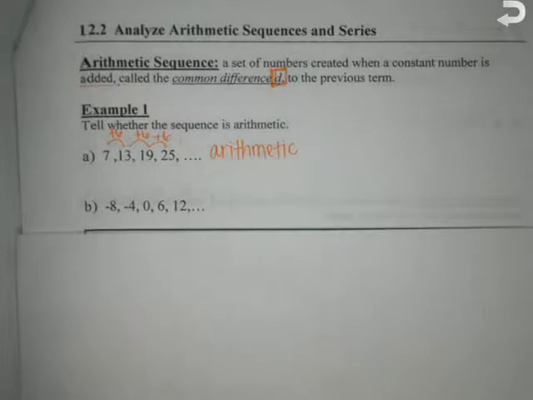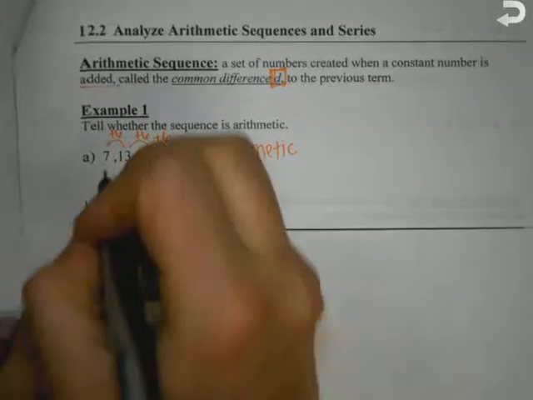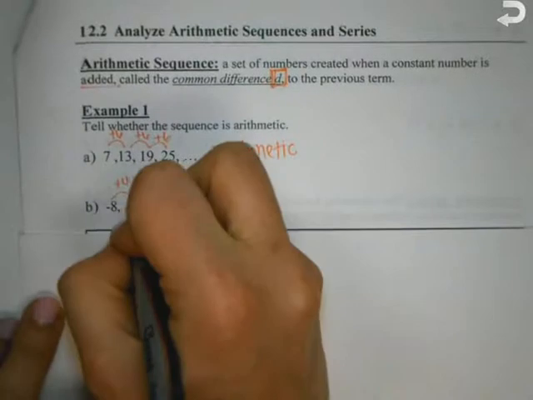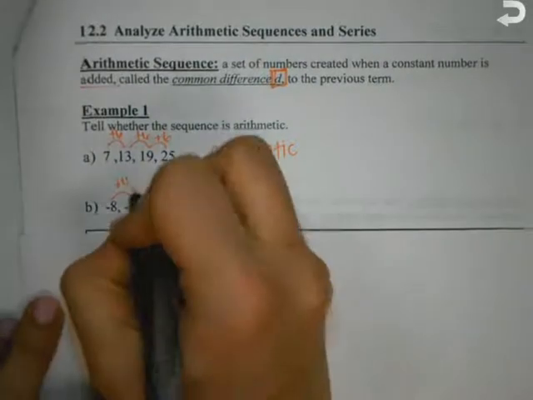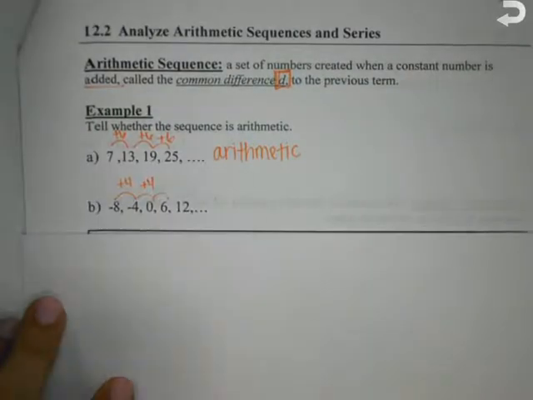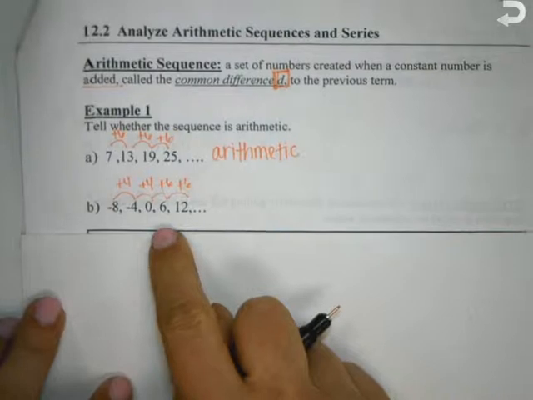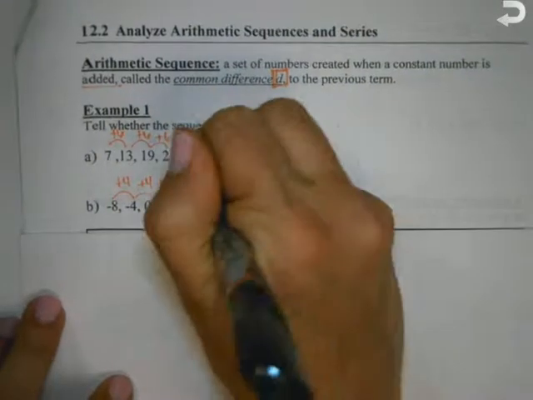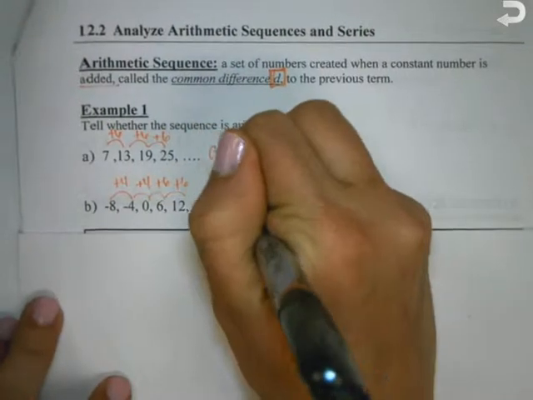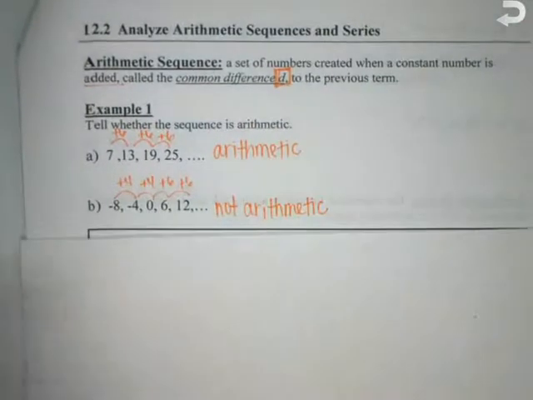Check B, see if it's arithmetic. What are we adding between -8 and -4? Positive 4. What about 4 to 0? Plus 4. So far, so good. What about 0 to 6? That's plus 6. Okay, and 6 to 12? Plus 6. So is B arithmetic? No, not arithmetic. Okay, so arithmetic means I'm adding the same number each time.